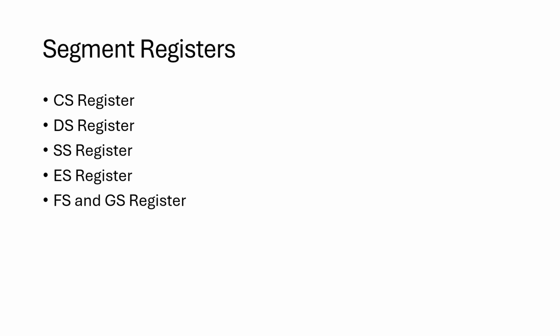The ES register is used by some string operations to handle memory addressing. And we also have the FS and GS registers. These are additional extra segment registers which were introduced in 80386 for handling storage requirements. So this is all we had discussed specifically about segment registers.